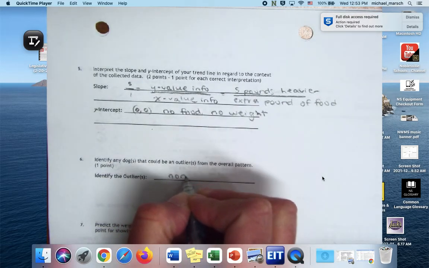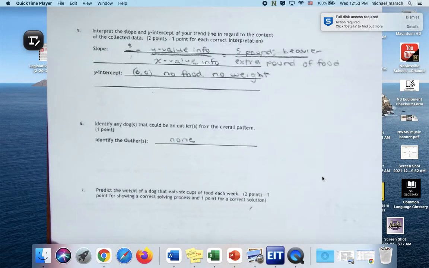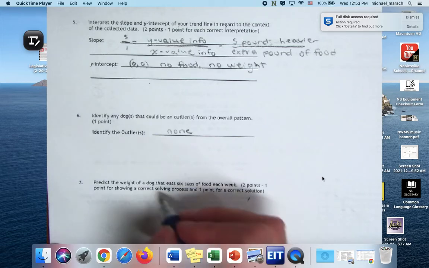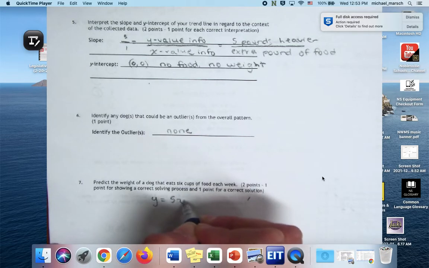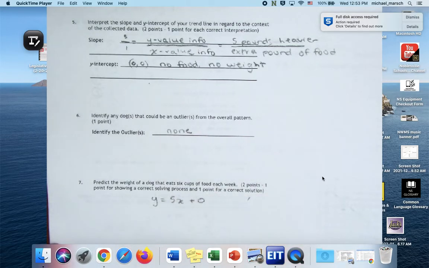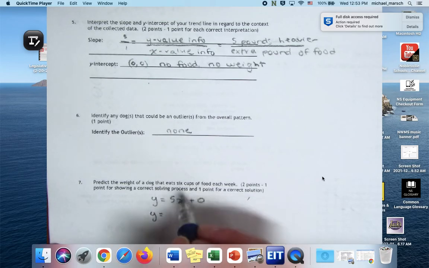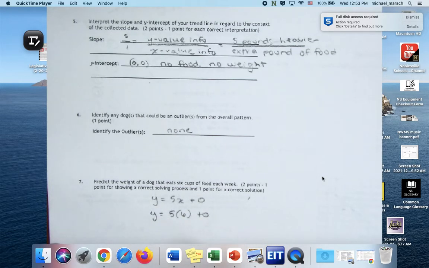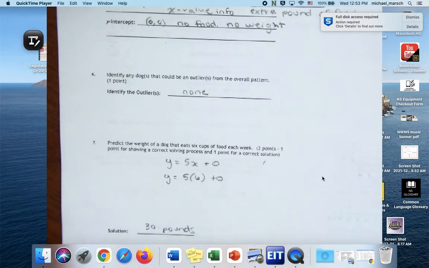I don't have any outliers. I'm going to use my equation to find out how much a dog that eats 6 cups of food would weigh. And I'm going to get 30 pounds.